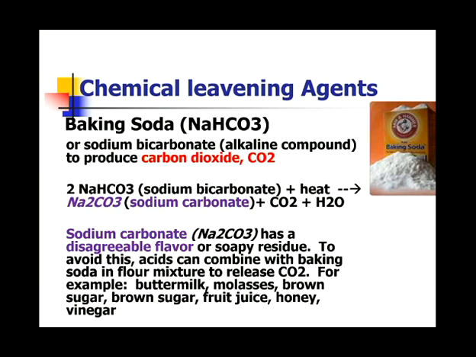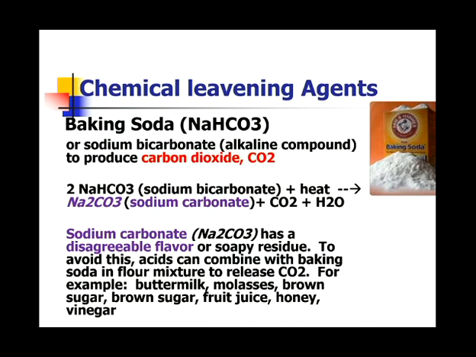Okay. The problem with baking soda coming up. Samantha? Okay, good question. Her question is, what is the difference between baking soda and baking powder? The problem with baking soda is that when you put baking soda in it, the sodium carbonate has a very disagreeable flavor. It tastes soapy.